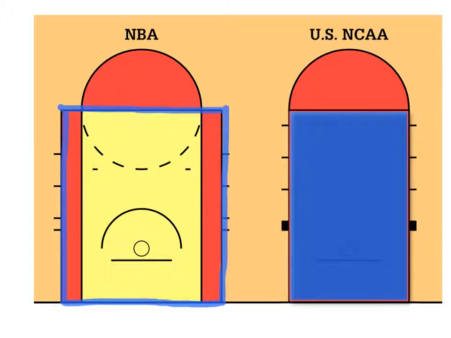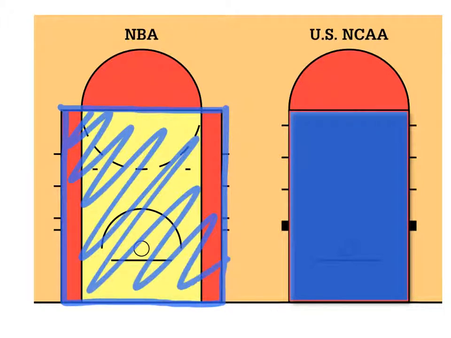Plain and simple, points in the paint refers to any basket scored inside the lane, the key, or the paint, in the area that we have colored in here. A 2-point field goal will count as a point in the paint when made inside this defined area.